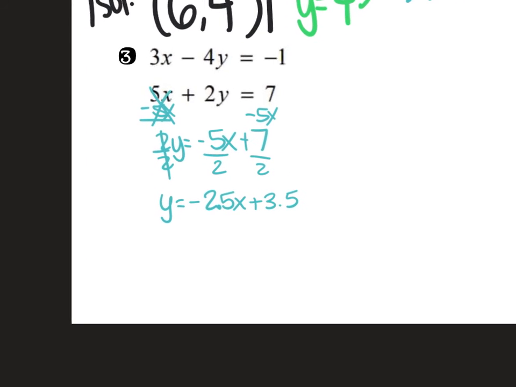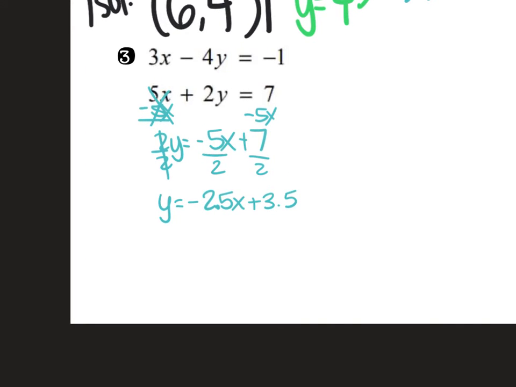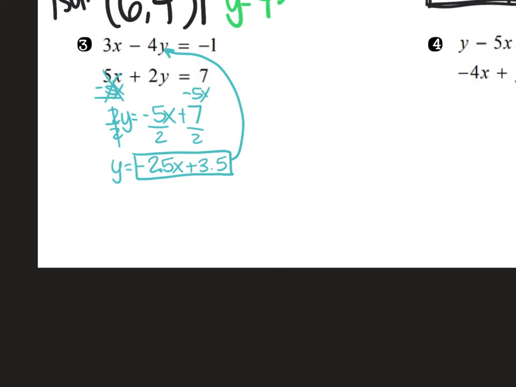You can do this with fractions or decimals. It's just maybe easier to type in your calculator as a decimal, however you want to do it. So I'm going to plug all of this now into the other equation. And it is important that I plug it into the other one. So that's going to be 3x minus 4 times negative 2.5x plus 3.5 equals negative 1. I'm going to have to distribute my 4, so let me grab my calculator.